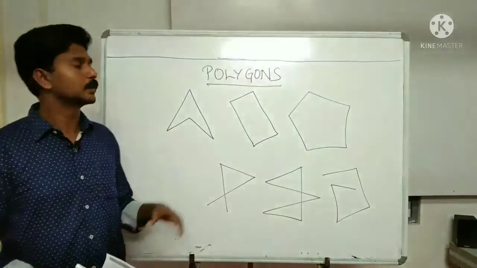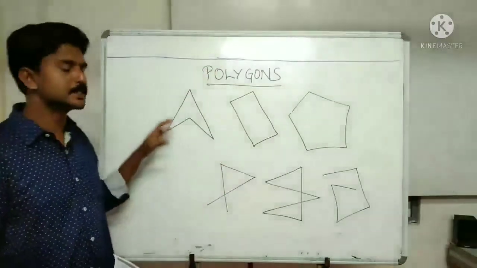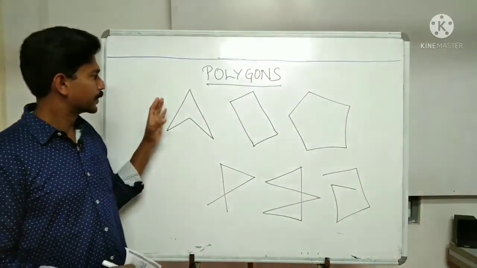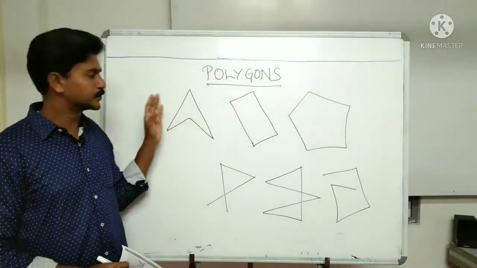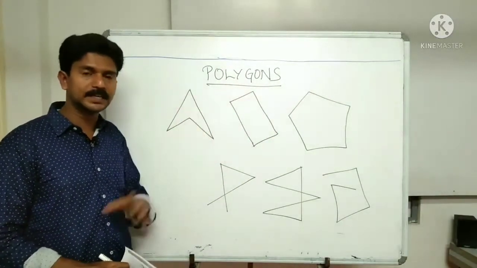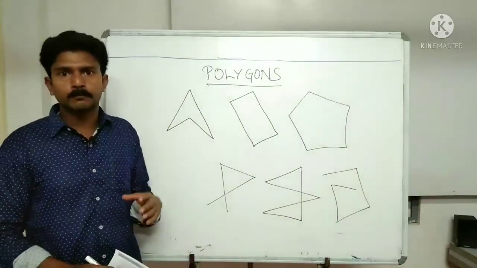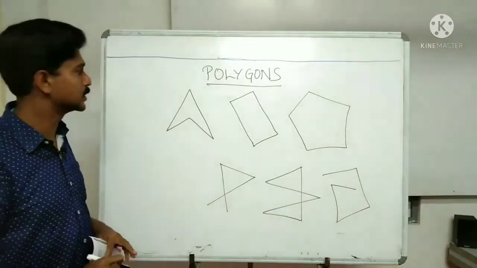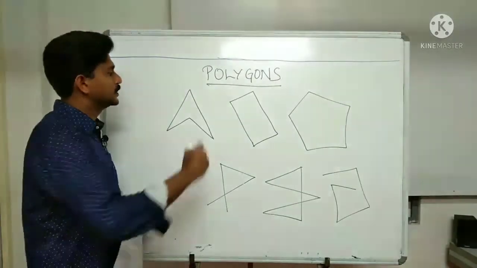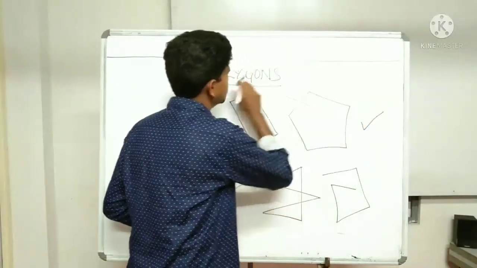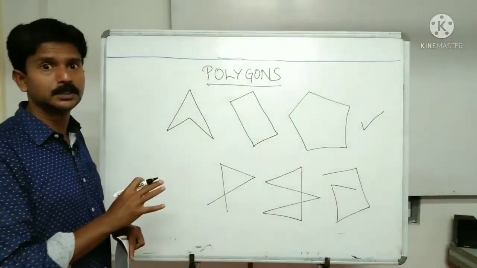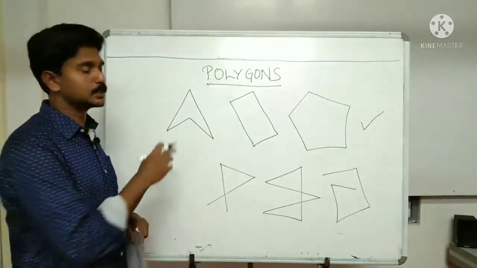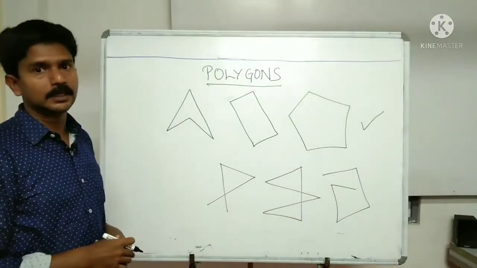Next, we are going to understand what is meant by polygons. A polygon is a simple closed curve made up of line segments. This is a simple closed curve. So these three are examples of simple closed curves made up only of line segments, not curved lines, only straight lines. So these three are polygons. They are simple because they are not intersecting, and they are closed.